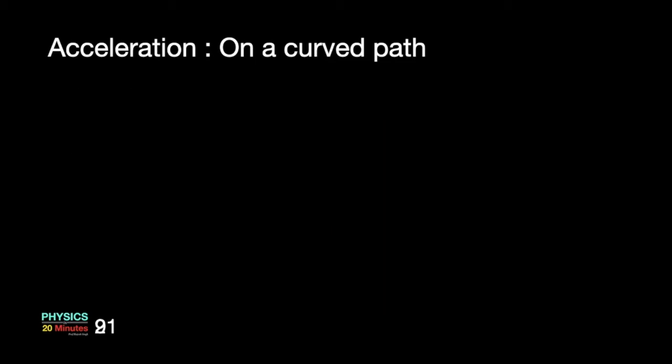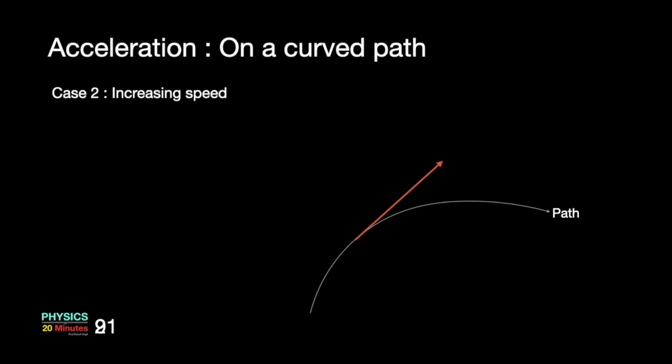What will happen if on the curved path the speed of the particle increases? So let's see once again. We have the curved path, velocity at some instant is vector v1. At some other instant, the velocity vector is v2. This time the velocity vector v2's magnitude, or the length, is larger than that of v1. Why? Because the speed is increasing.